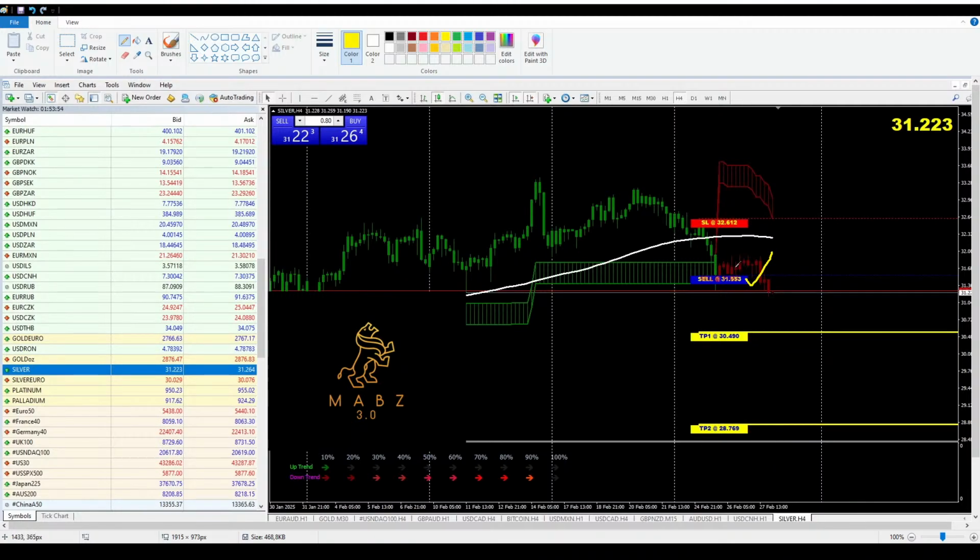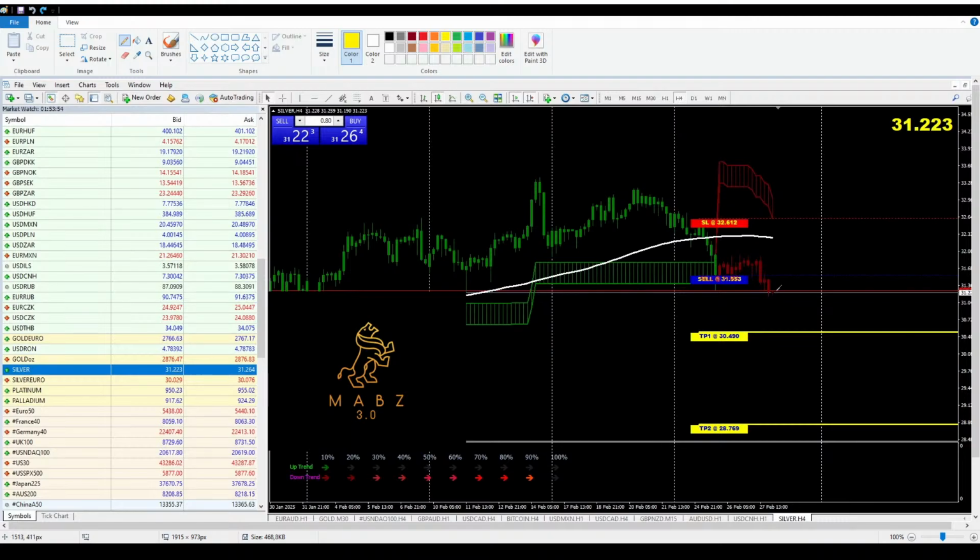Since this is a sell signal, we can now enter into our trade, and then we can use the take profit levels that the system gives us, just like that. Very easy, guys. It's so easy, right? So these are the basic rules that we use to find our trades, guys. Very easy.